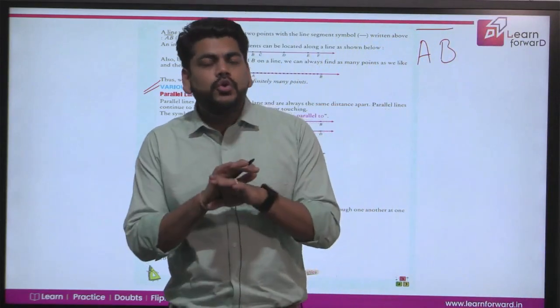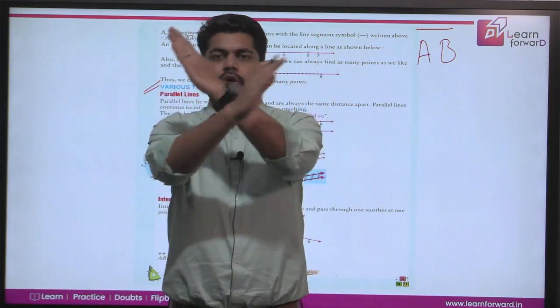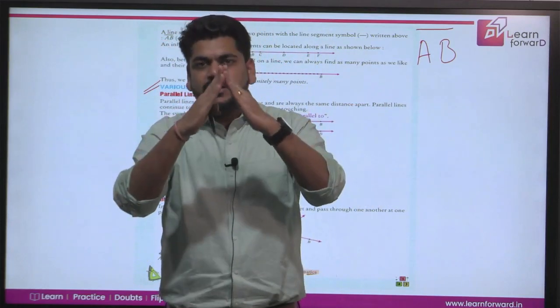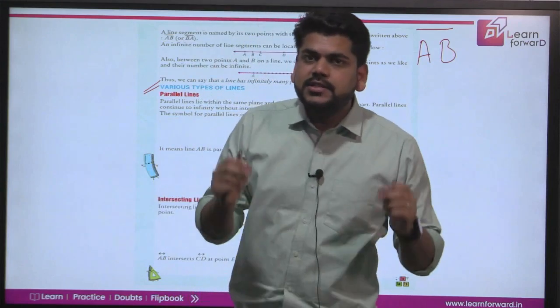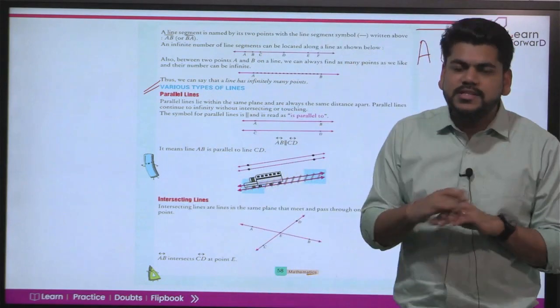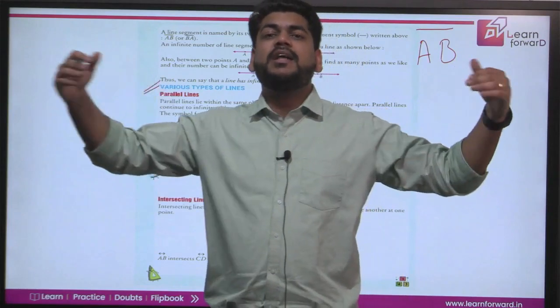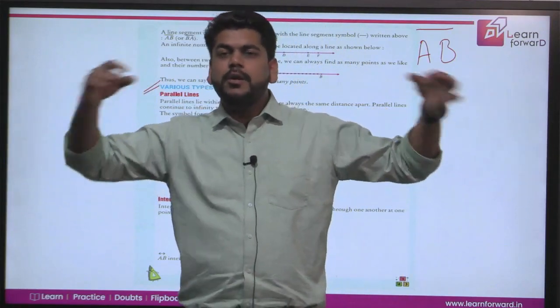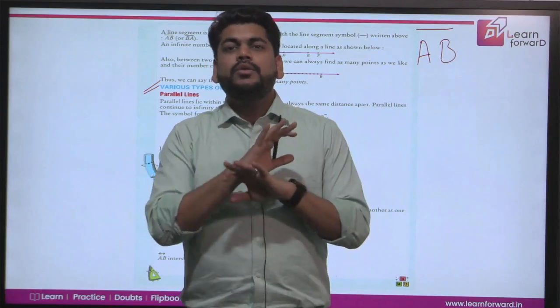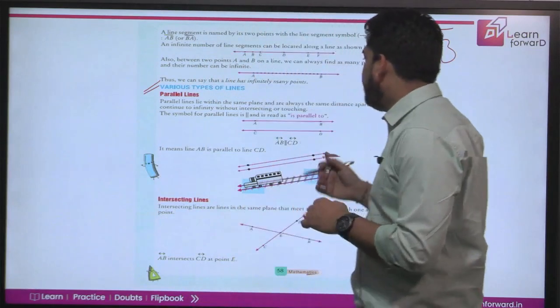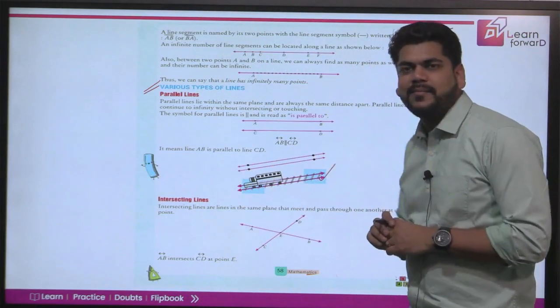Lines which do not intersect. Intersect means cross each other or meet each other, right? The pair of lines which do not intersect each other, do not meet each other, even if they are extended. Even if I extend both the lines to infinity, they will not intersect. The best example is railway tracks, right?